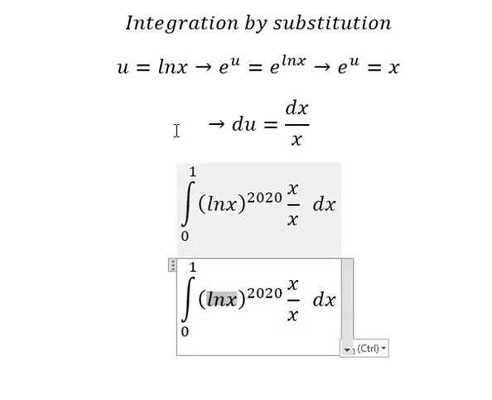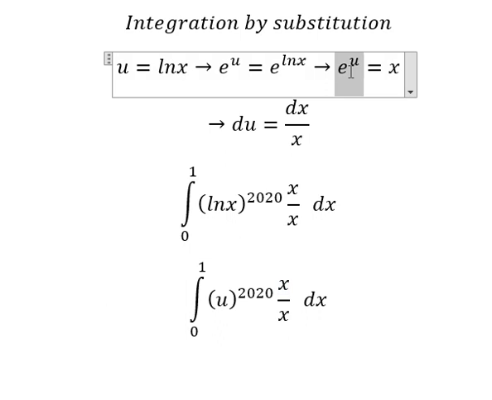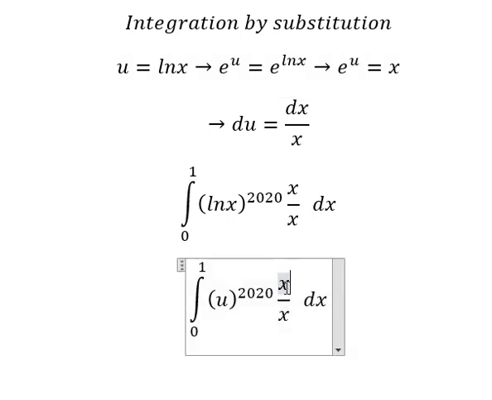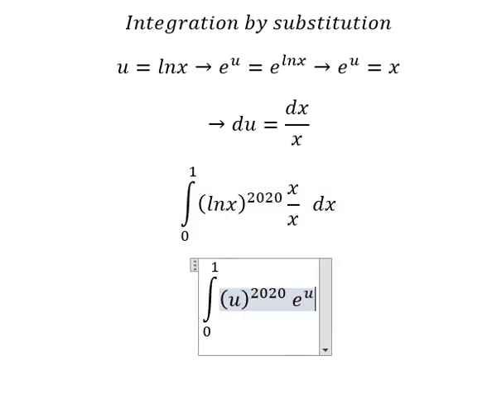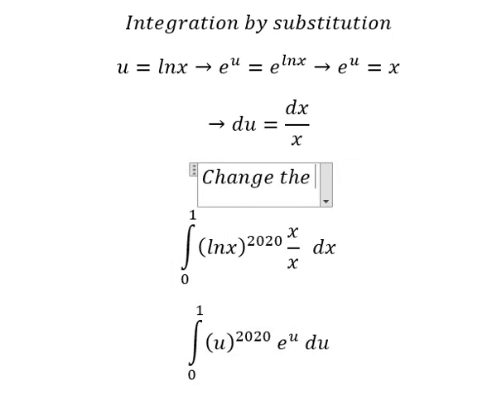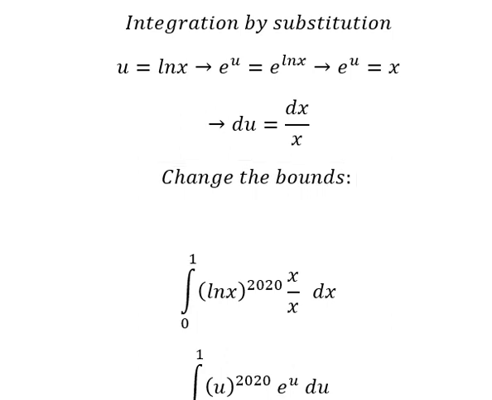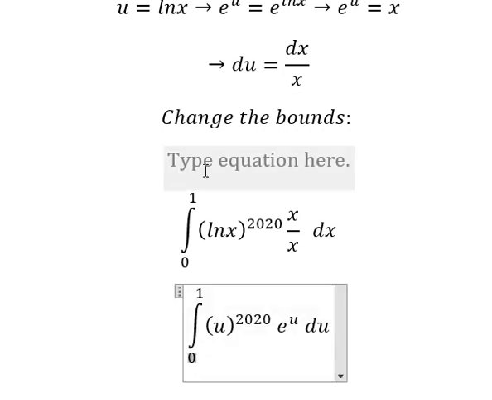So this one we change by u. x in here we change by e to the power of u. The dx over x we change by du. The next one, we need to change the bounds of number 0 and number 1. When x equals number 0, that's it from here.